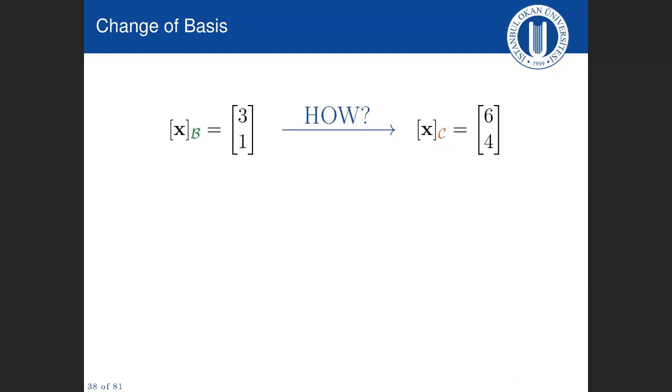The key idea for this section is, how do we go from the coordinates for x relative to the basis b to the coordinates for x relative to the basis c? How do we change the coordinates relative to one basis into the coordinates relative to the other basis?